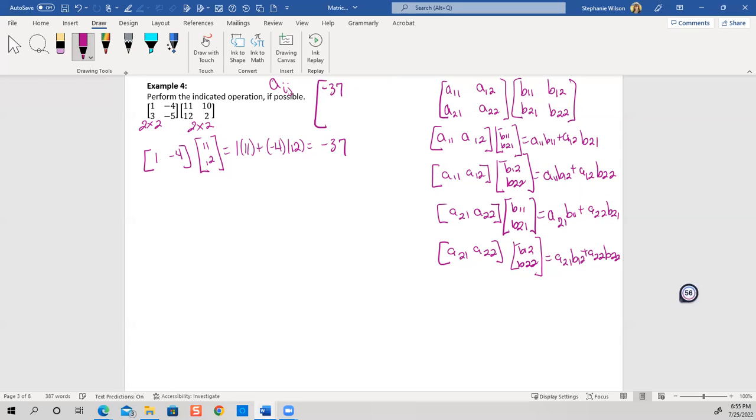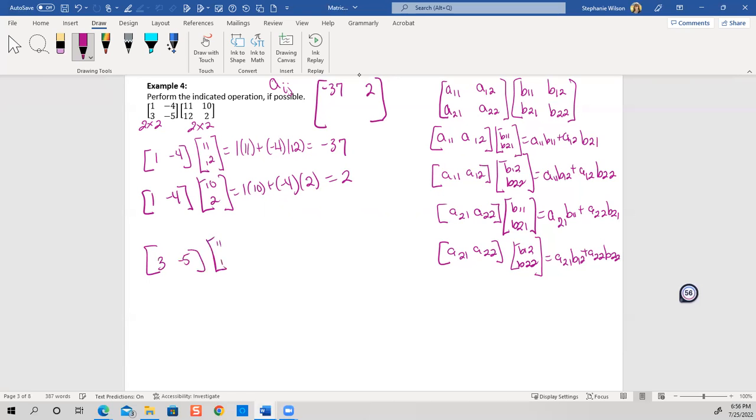This is why I said it's very important that you're careful about the order that we solve these in, because you don't want to put your number in the wrong place. So row 1 multiplied by column 2. I got 1 times 10 plus -4 times 2. So 10 minus 8 is going to be 2. There we go.